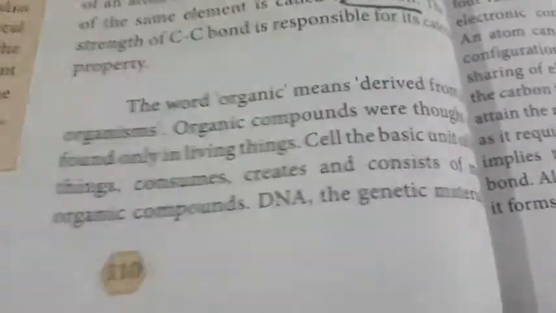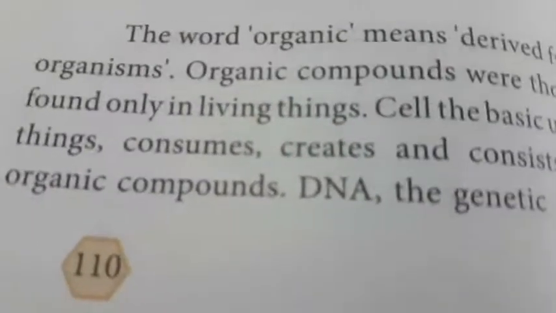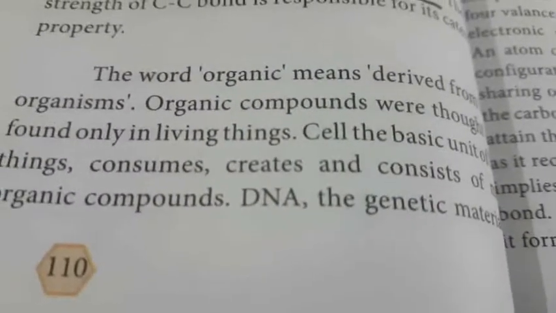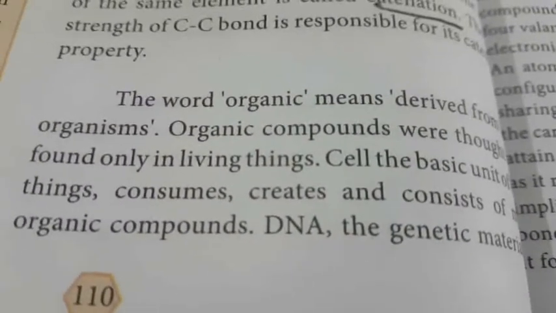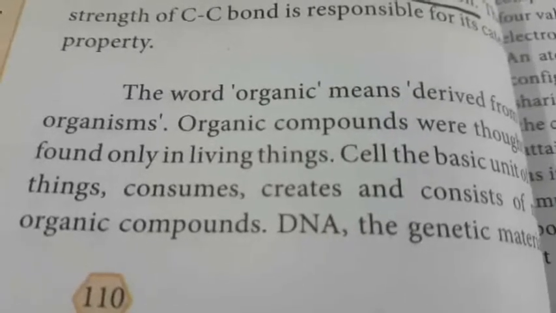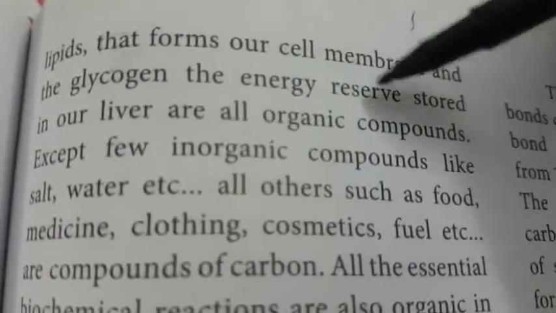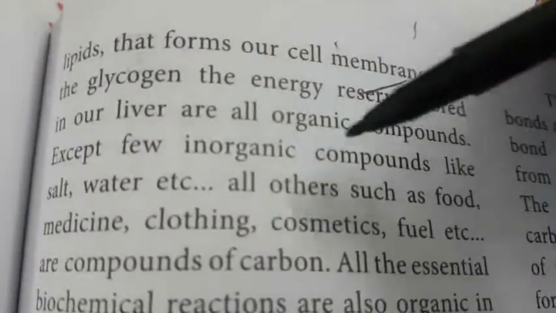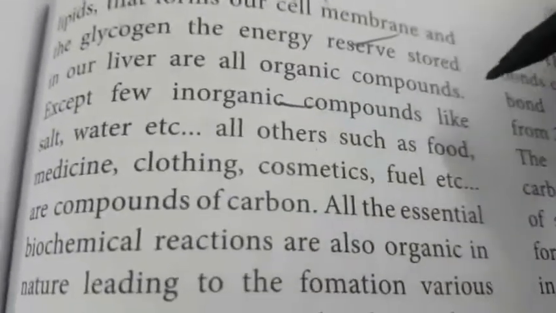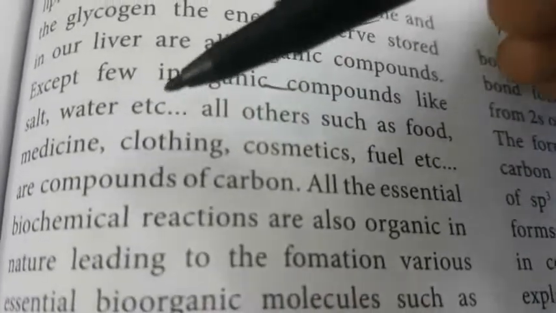What is DNA, RNA? DNA, deoxynucleotide, the genetic material, RNA, DNA, and lipid, cholesterol. These are the cell membrane, the glycogen, energy reserve stored in our liver, all organic compounds. What are the organic compounds? Energy reserve is an organic compound. Inorganic compounds are salt and water.